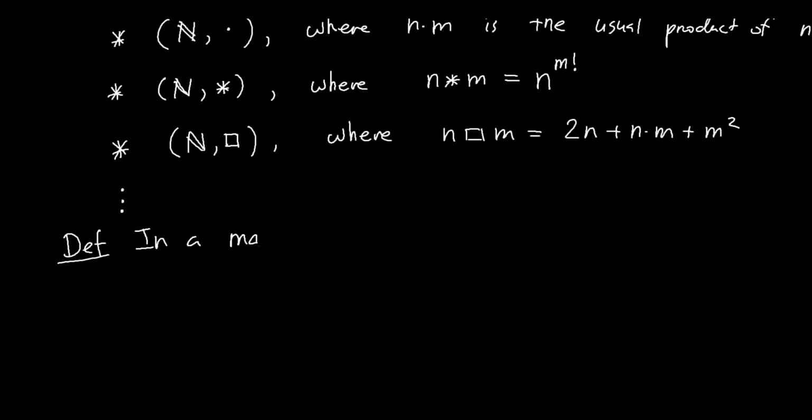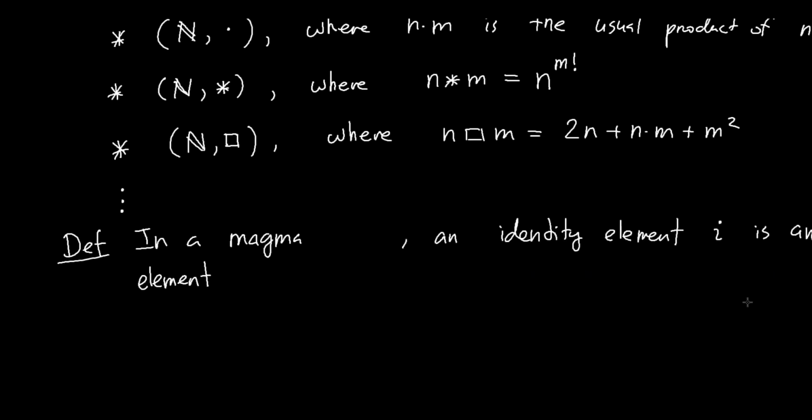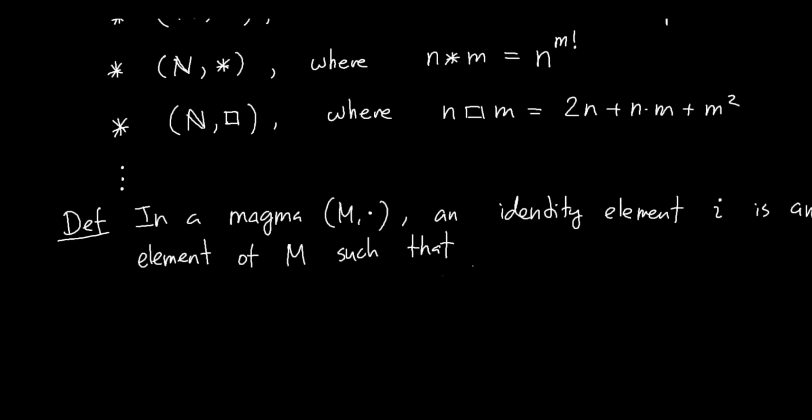In a magma, an identity element, let's call it I, it's not the complex number i necessarily. An identity element I is an element. And in fact, let me be a bit more precise in my language here. So let's fix notation for a magma. So in a magma M with operation being dot, an identity element I is an element of M such that I times X equals X and equals X times I for every X in M.